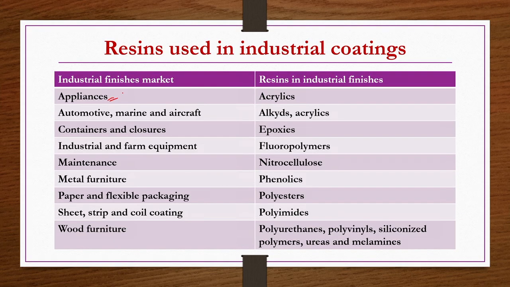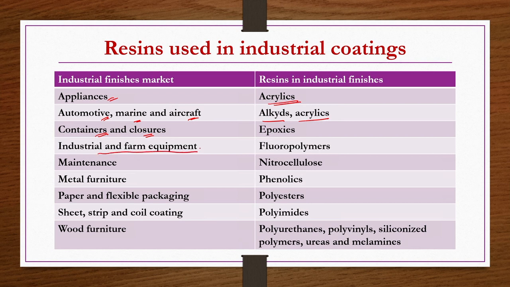Now we see what resins are used in industrial coatings. We see in a tabular form what the application is and what kind of resins are used. Let us say if you have appliances, then acrylic type resins are used in industrial coatings. If you are applying these industrial coatings on automotive, marine and aircraft, then alkyds or acrylics both are used. If you are applying these industrial coatings on containers and closures, then epoxies are used in industrial coatings manufacturing.